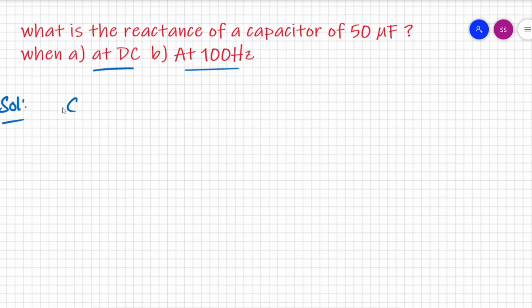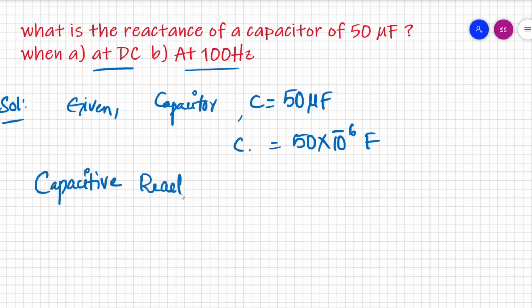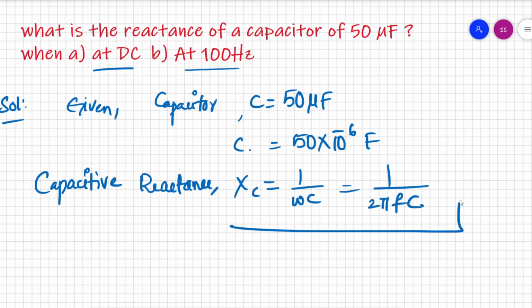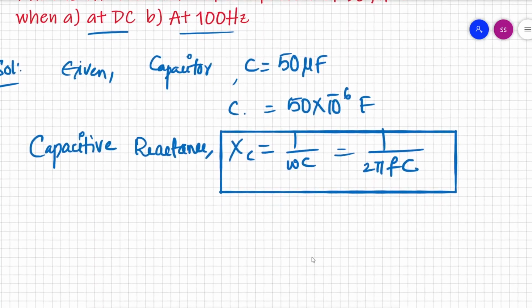So we have the given capacitor. Given data is capacitor C equal to 50 microfarads. 50 micro is 10 power minus 6 farads. Okay, this is the capacitance. So we need to find the capacitive reactance now. What is capacitive reactance? That is XC is equal to 1 by omega C or 1 by 2 pi FC. Okay, so these formulas should be remembered, then only you can solve the problems.